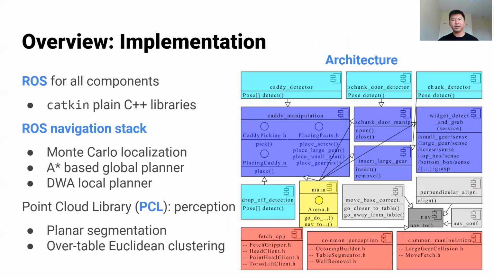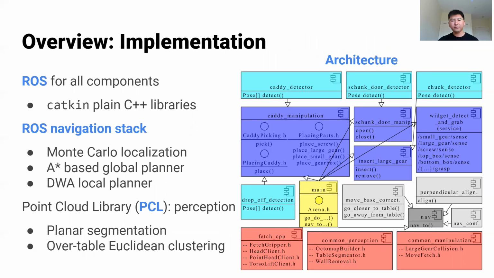In terms of the implementation, we use ROS for all of our components. Each component is a catkin C++ library that allows other libraries to simply add a header file and call the relevant functions. For navigation, we use the ROS navigation stack, which includes the Monte Carlo localization, an A-star-based global planner, and a DWA local planner.